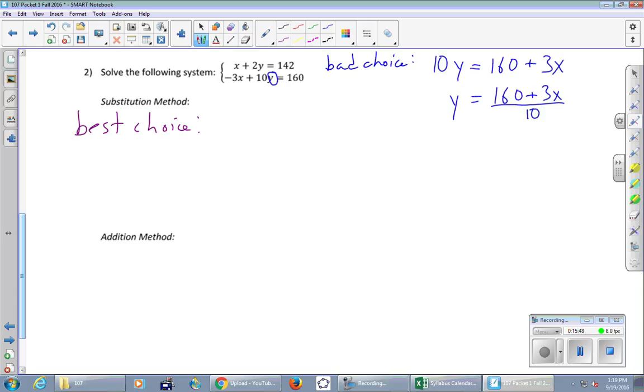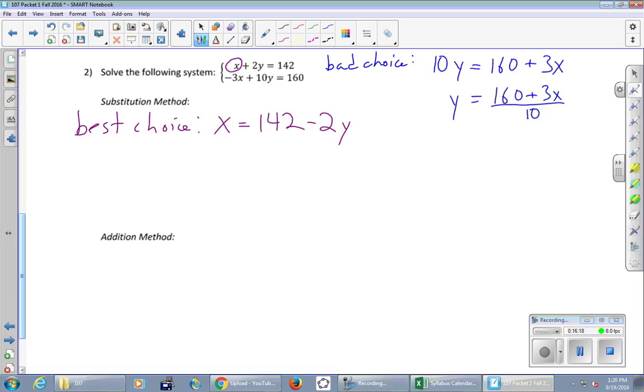So we're going to instead solve the first equation for x. We've got to move the 2y over by doing what? Subtract. So we get x equals 142 minus 2y. Done. No division, no fractions. Once you've solved one equation for one variable, you substitute it into the other equation.